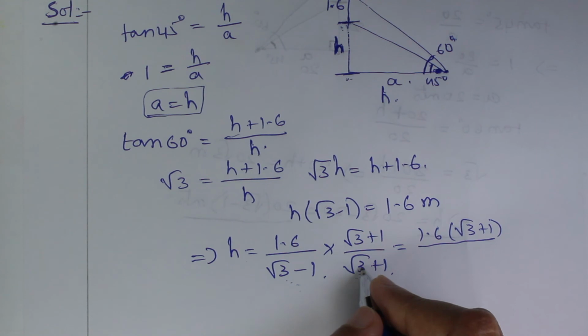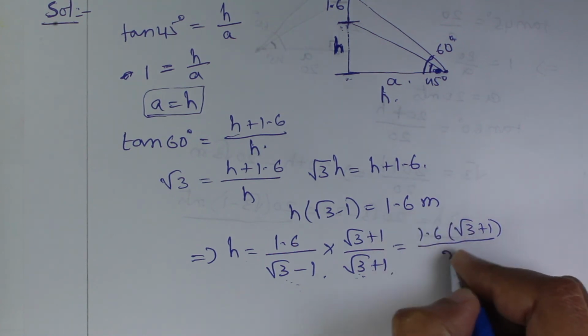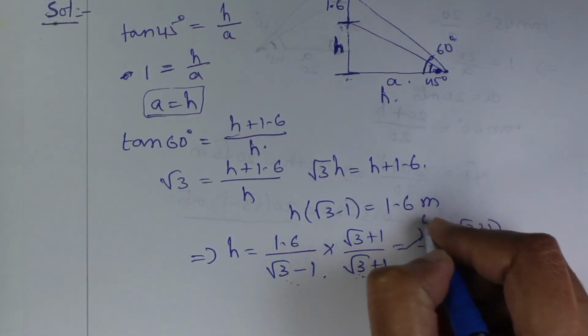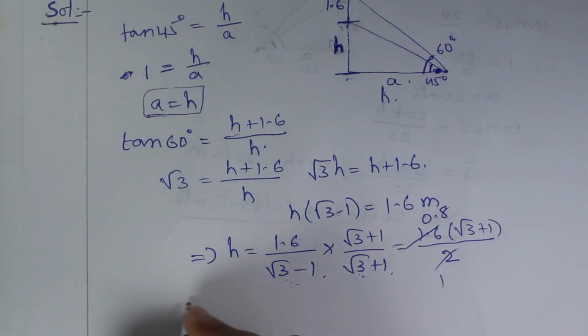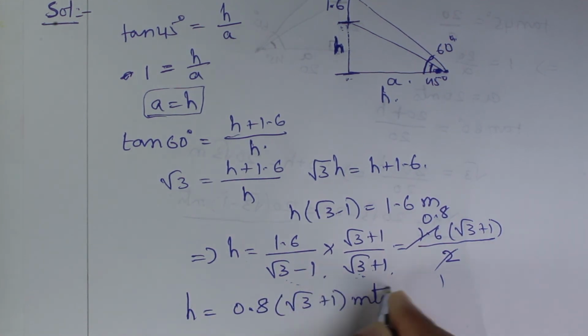What is the value of a here? Root 3. Root 3 whole square is 3. 3 minus 1 square, 3 minus 1. That is equal to 2. Okay. So 2 ones are 2, 0.8. So the height of the pedestal h is equal to 0.8 into root 3 plus 1 meters. Hope this is clear for you.